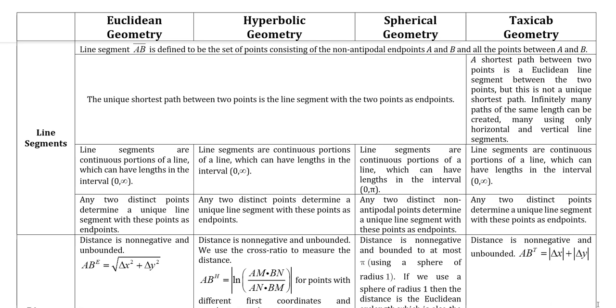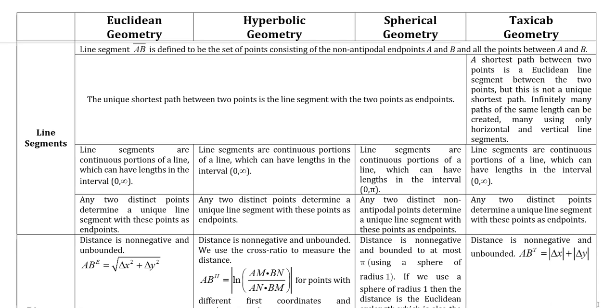Line segments are continuous portions of a line, and they can have lengths in the interval from 0 to infinity, not including 0 or infinity. That's true in Euclidean and hyperbolic and taxicab geometries. In spherical geometry, line segments are continuous portions of a line, but they have lengths always in the interval from 0 to pi, not including 0, not including pi.